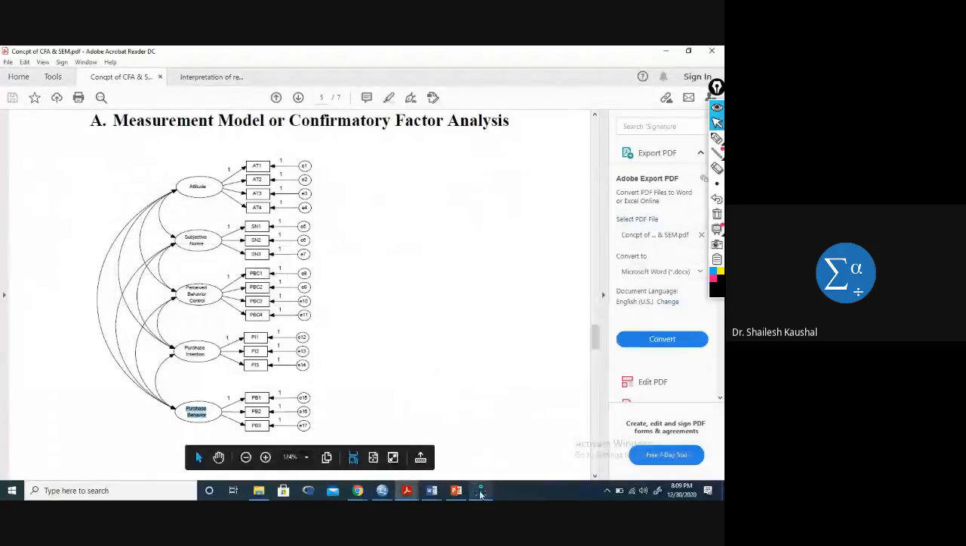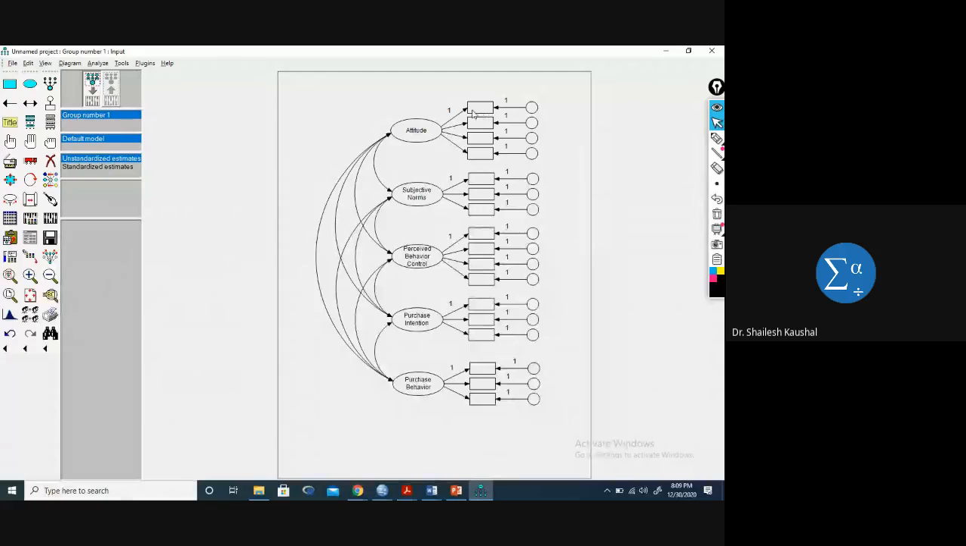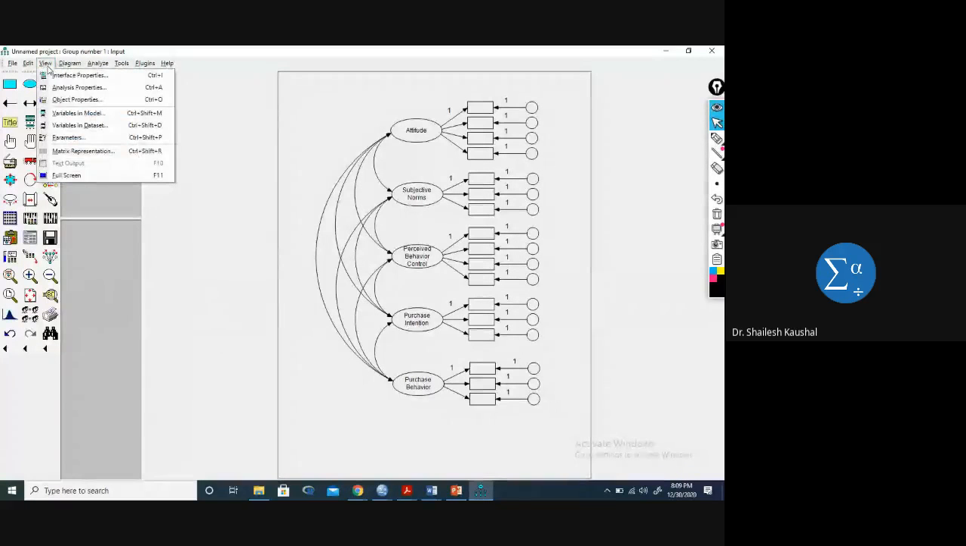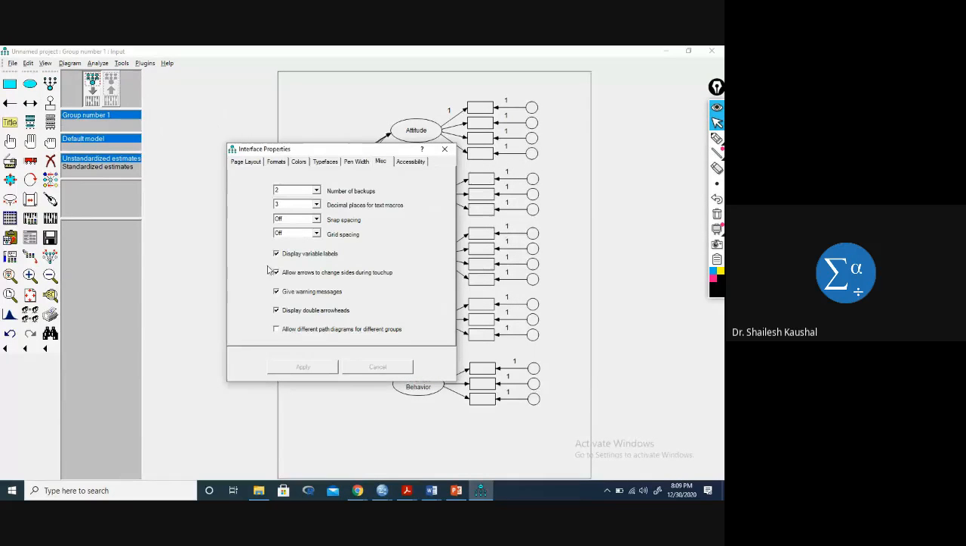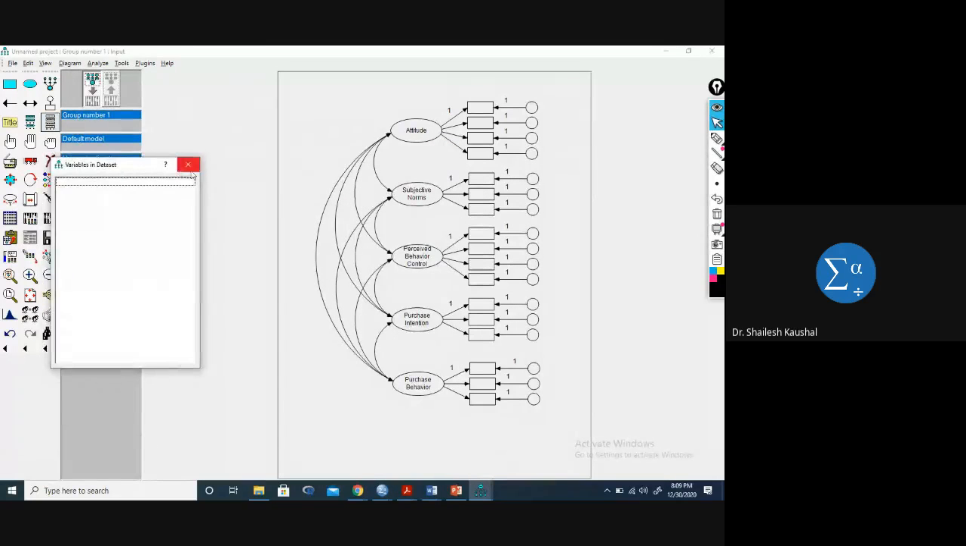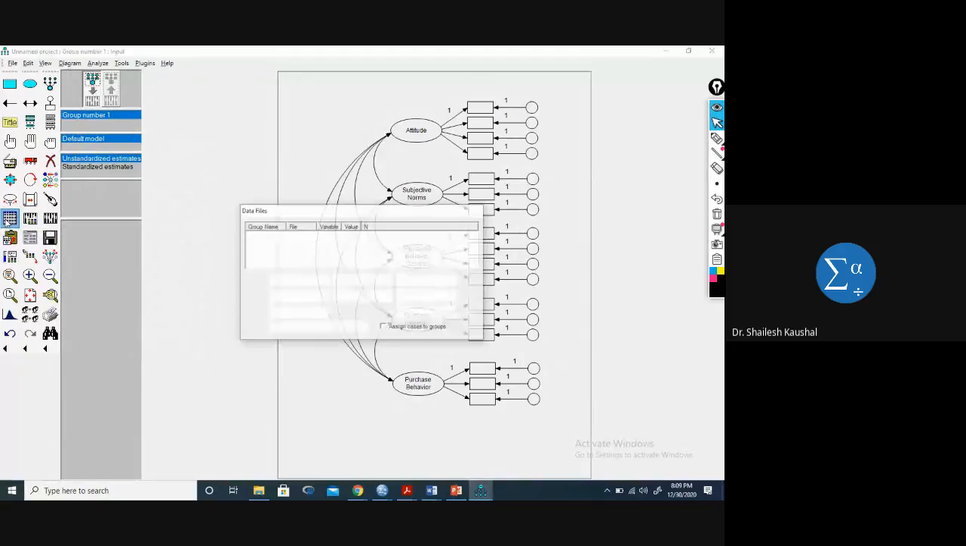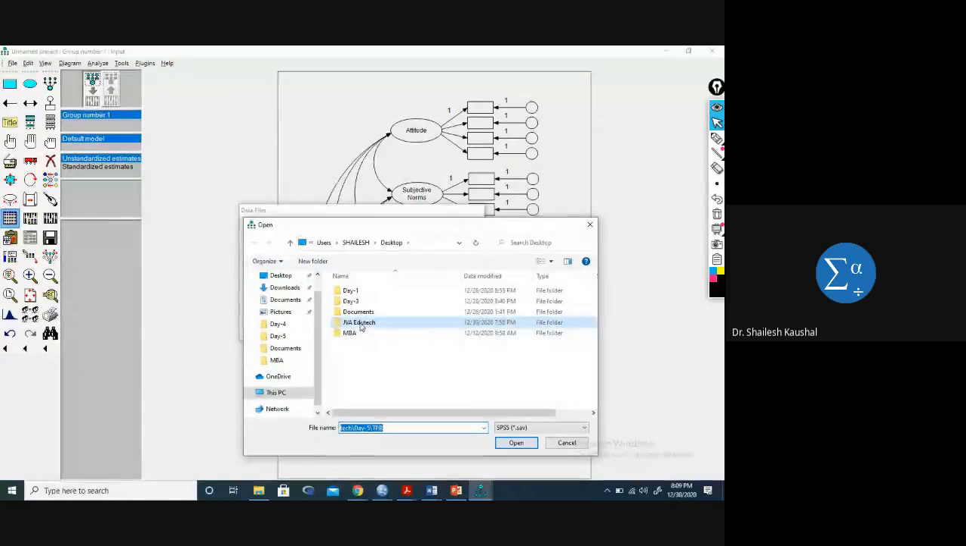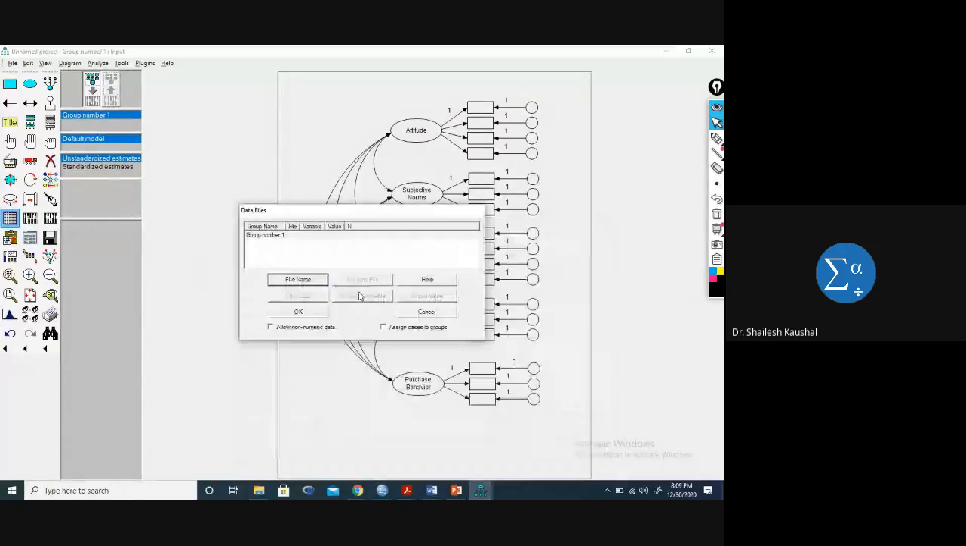Okay. Now the next step is we will put all the variables, A1, A2, A3. So we will go to View, Interface Properties, otherwise the full question will come in the rectangle box. Here Miscellaneous. Now you can see Display variable labels, untick it. Okay, and then apply. Now I will open the data set. Okay, I did not select data. Now I am selecting my data file, and then okay.